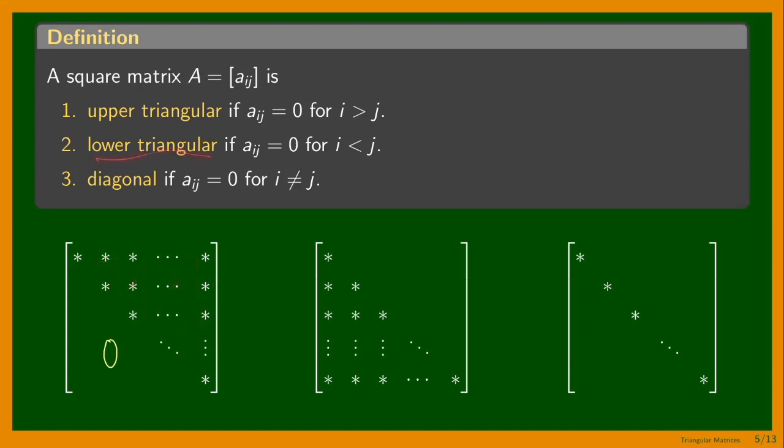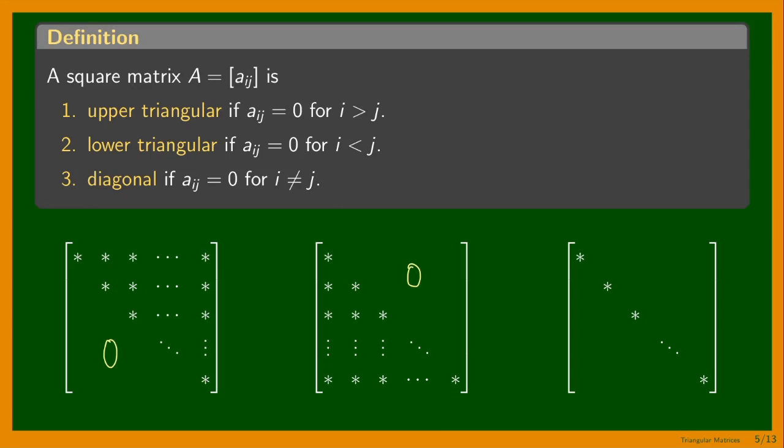For a lower triangular matrix, on the other hand, the entries are 0 for i less than j, meaning the entries above the main diagonal are all 0. The entries on the diagonal and below the main diagonal do not really matter. So what we are after when we say that a matrix is lower triangular are the entries above the main diagonal. They should all be 0.